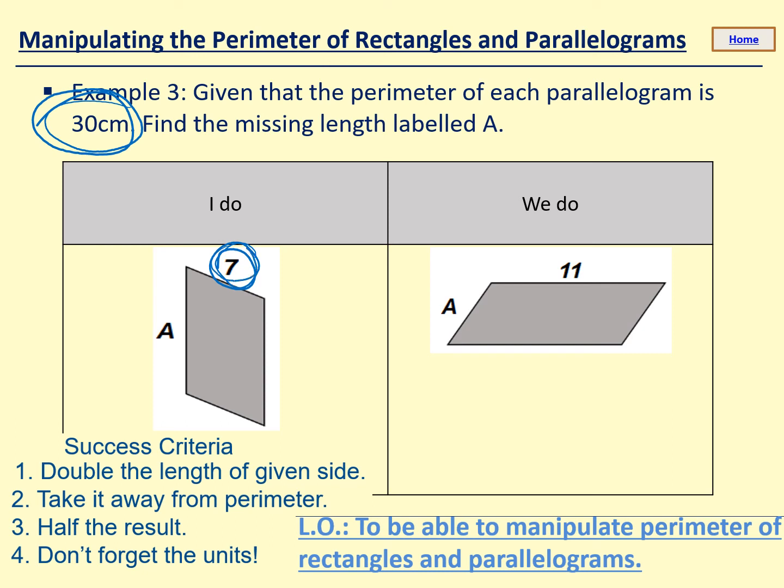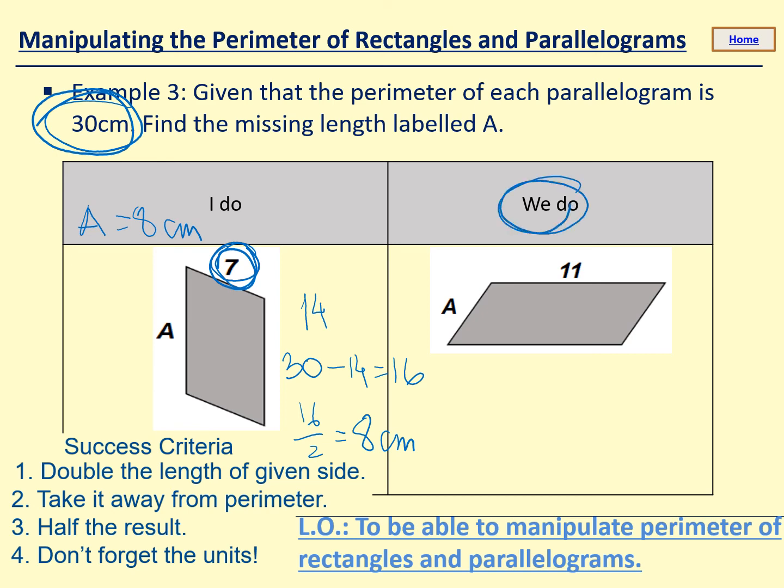So to work out A, so the length of the other side, we need to double the length of the side that we know. So 7 times 2, 14. Take this away from the perimeter. So 30 take away 14 equals 16. Half the result, 16 over 2 equals 8 centimeters. So A equals 8 centimeters. Now pause this video and have a go at we do yourself. If you have A equals 4 centimeters, well done.